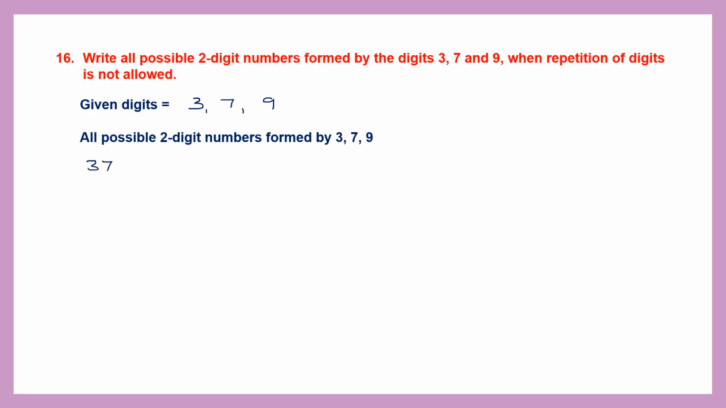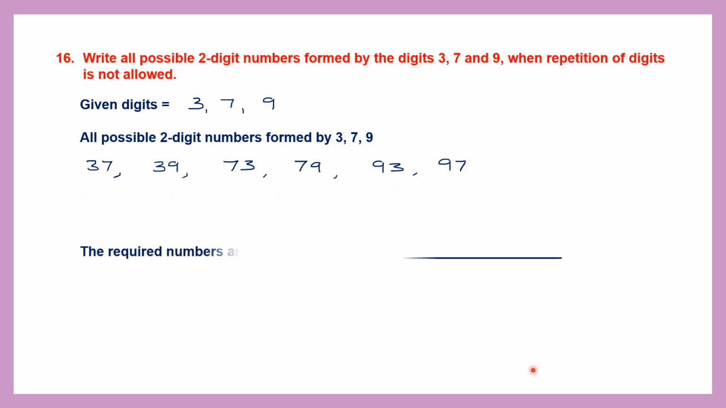Take 3 and 7, 37. Again use 3, so it is 3 and 9, 39. Now we can't use 3 anymore, so now we'll take 7. 7 and 3, 7 and 9. So that is 73 and 79. We can't use 7 anymore. Let's take 9. 93, 97. So we have formed all possible 2-digit numbers using these. The easiest way is to start with the number given to you and add the other numbers and go along like we did here. So the required numbers are 37, 39, 73, 79, 93 and 97.